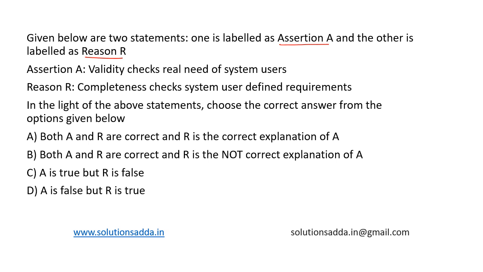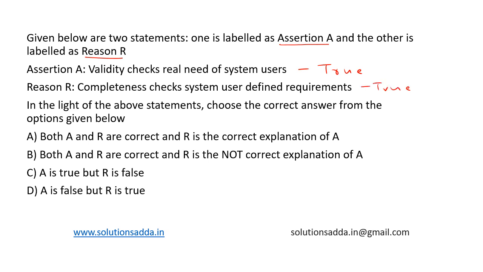Let's read the assertion. It is saying that validity checks the real need of system users. Yes, validity checks are essential to ensure that the system meets the real needs and requirements of the system users. So this statement is true. And we'll see reason R. It says that completeness checks system user defined requirements. And completeness checks are indeed about verifying the system user defined requirements are fully captured. So this statement is also true.